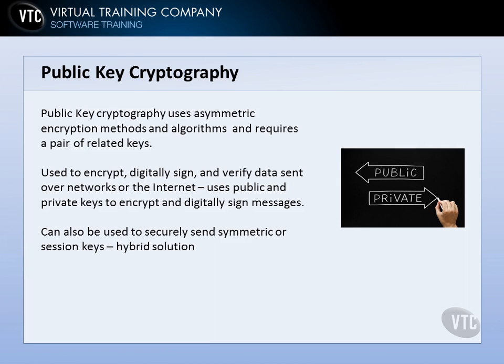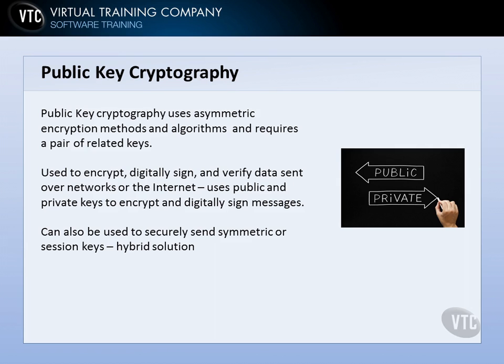And we know that pair of related keys as a public and a private key. Now these public and private key pairs are used to encrypt, digitally sign, and verify data that's sent over networks or even the big internet. You can also use these public and private key pairs to digitally sign messages, to ensure integrity, and to perform a wide variety of other cryptographic functions.